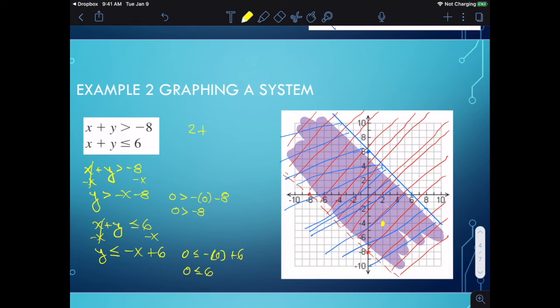2 plus negative 4, is that greater than negative 8? 2 plus negative 4 is negative 2. Is that greater than negative 8? Yes, it is, because negative 2 is further to the right on the number line than negative 8.